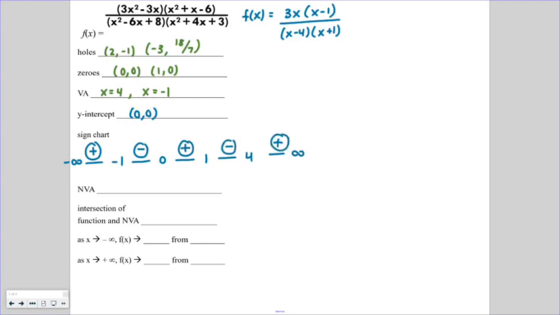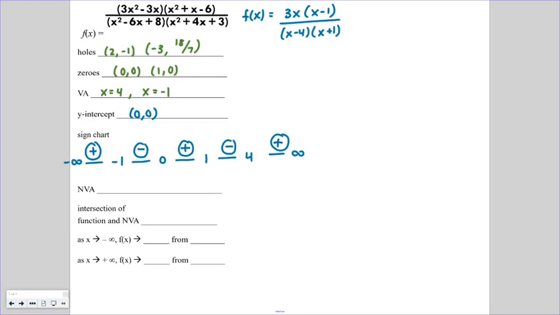I know that we alternate again because there were no factors in the numerator or the denominator that were being raised to an even power. That would create a double zero or a double asymptote. Next up, we've got the non-vertical asymptote. So again, everything underneath this sign chart is going to come from the long division.